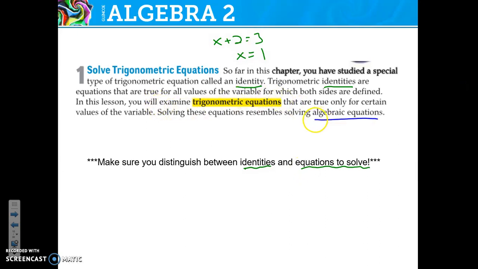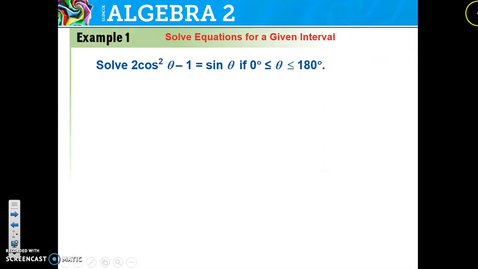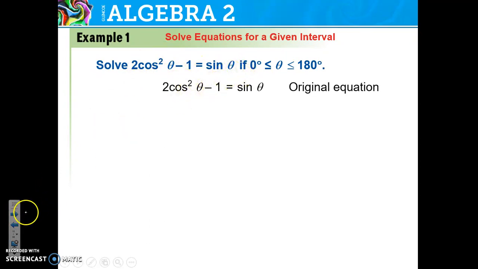This is just like solving algebraic equations. We'll be factoring, adding and subtracting to both sides, things like that. All right, so let's look at this first example. Here I have 2 cosine squared of theta minus 1 equals sine of theta, and theta is only going to be in the first 2 quadrants. We are still going to use identities sometimes to replace parts of an equation in order to be able to solve it algebraically.